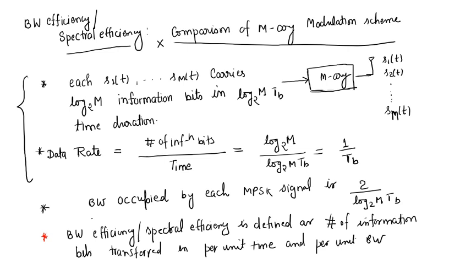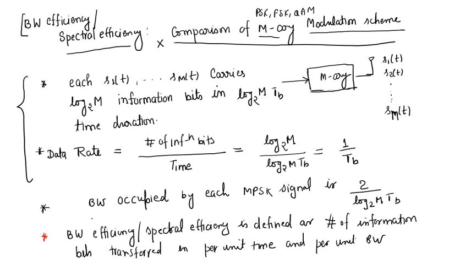Now let us see what is spectral efficiency or bandwidth efficiency of all the M-ary modulation schemes which we have discussed. We have discussed M-ary PSK schemes, FSK schemes as well as QAM schemes. So first we will see what is spectral efficiency and then we compare spectral efficiency of various M-ary modulation schemes.